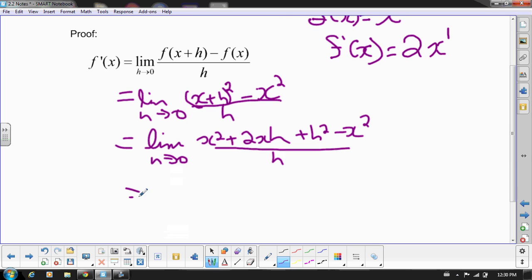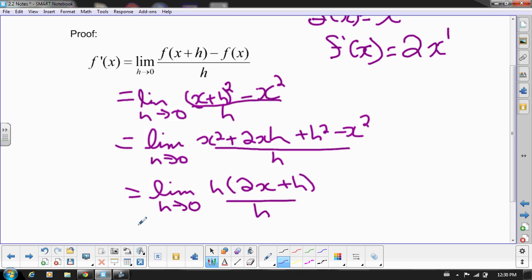So this is going to give me the limit as h approaches 0. The x squareds go away. I'm going to factor out that h. So then I'm left with 2x plus h all over h. I substitute in, I get a value of 2x. Way more efficient to use the power rule where the exponent comes down in front. So that's basically the power rule, and it'll make your life way quicker.